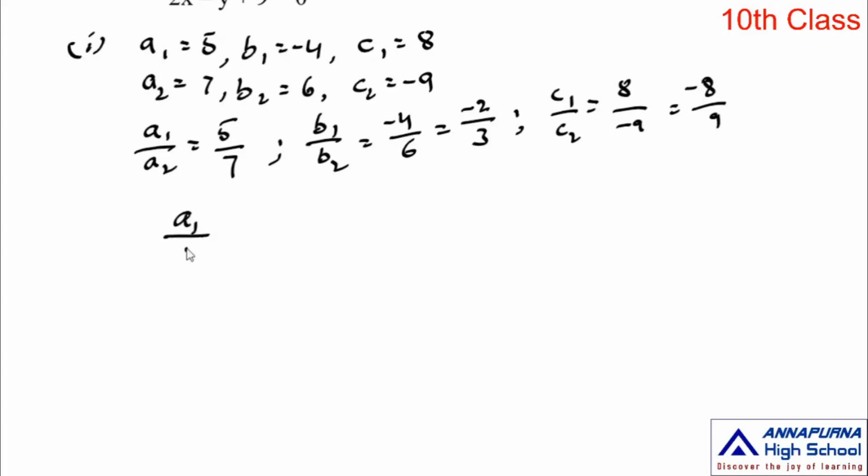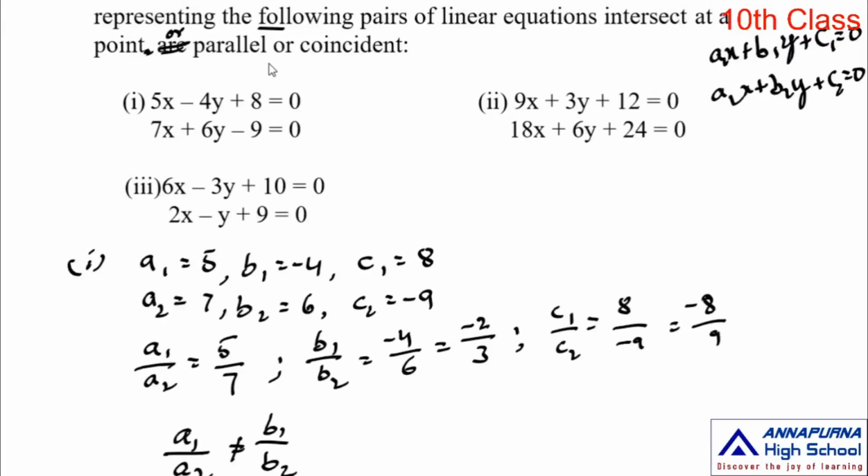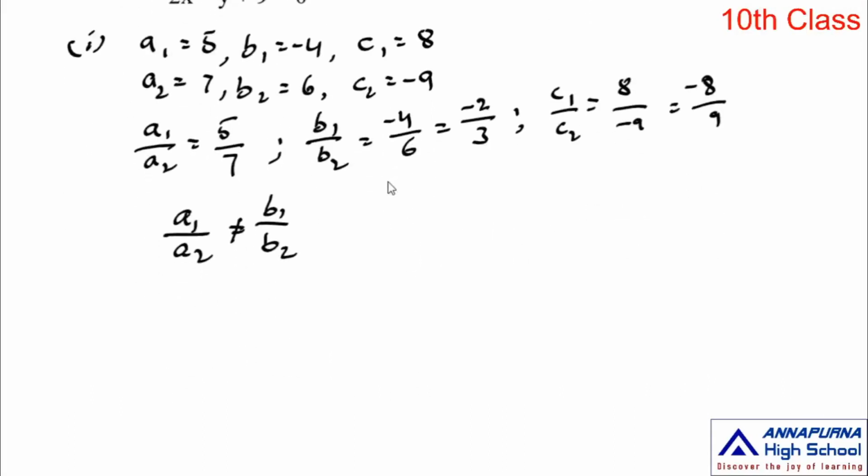a1 by a2 is not equal to b1 by b2. If these two ratios are not equal, then there is no need to compare the third ratio. Since a1 by a2 is not equal to b1 by b2, the graphical representation of this pair of linear equations is intersecting lines, and they intersect at a point.